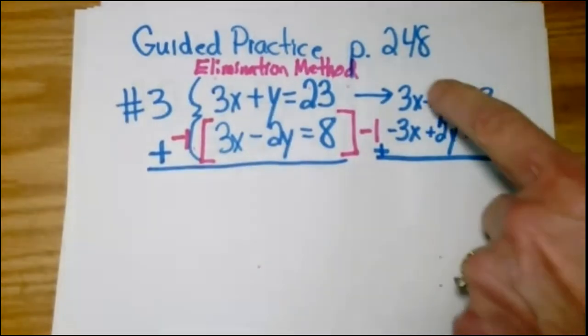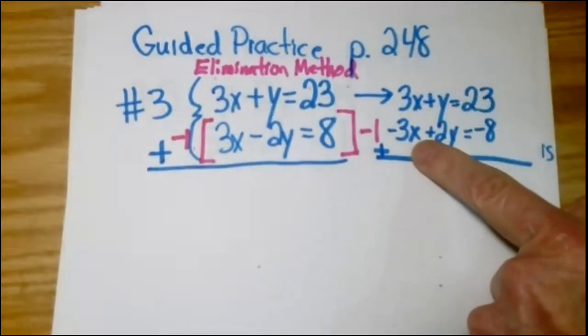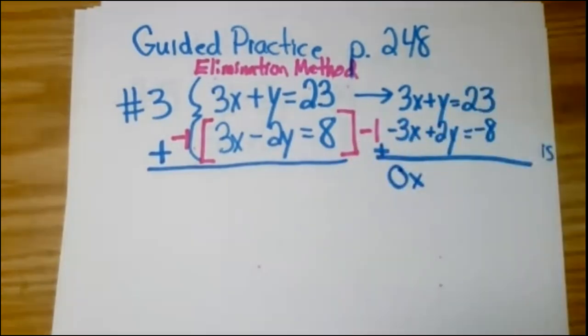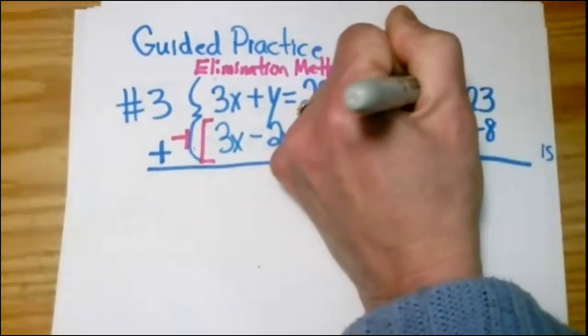So now let's do this. 3x plus a negative 3x is going to give me 0x. A y, and remember that's the same as 1y.